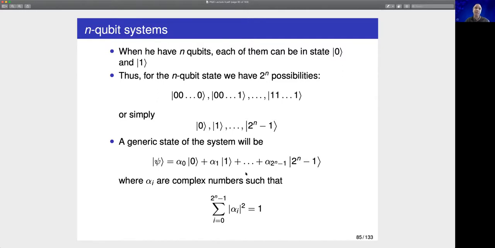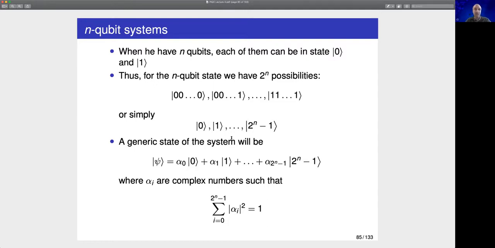Okay, this is sometimes difficult to work with, to explicitly write all the bits in the string. So we simply write sometimes just 0, 1, 2, 3, up to 2 to the n minus 1, the binary number that is represented by the binary string. Okay, so this is a way of working with this in a more compact notation. So we can have the whole state of the n qubits in state 0, in state 1, in state 2, up to state 2 to the power n minus 1.